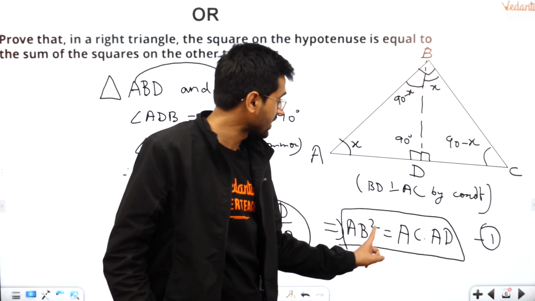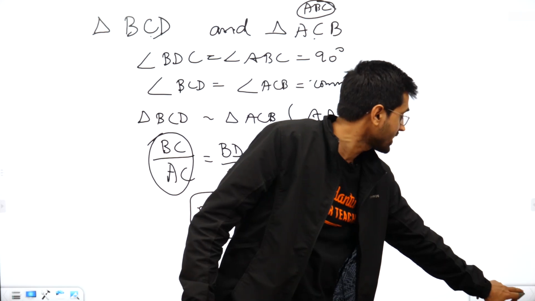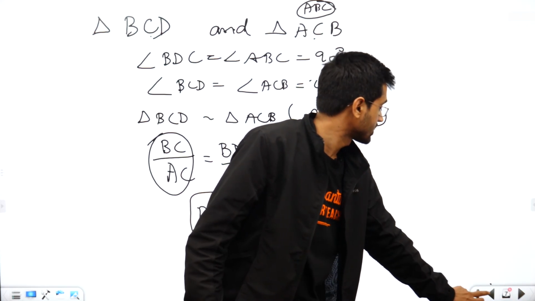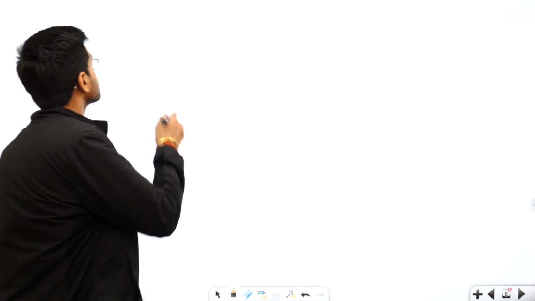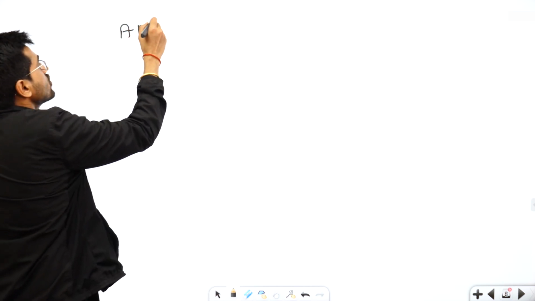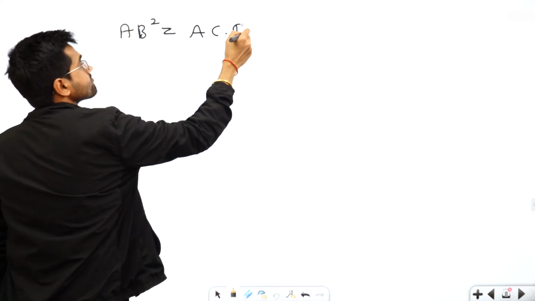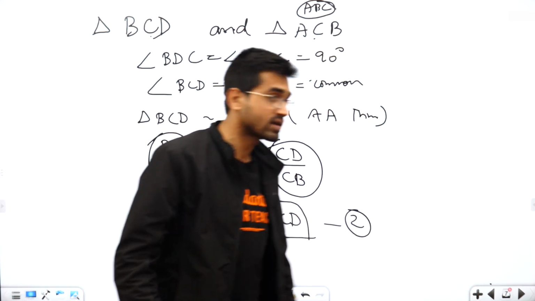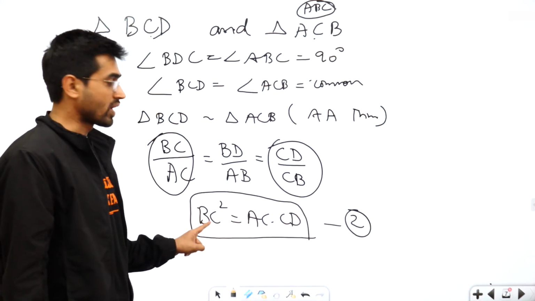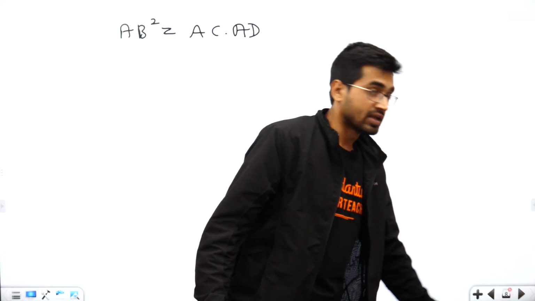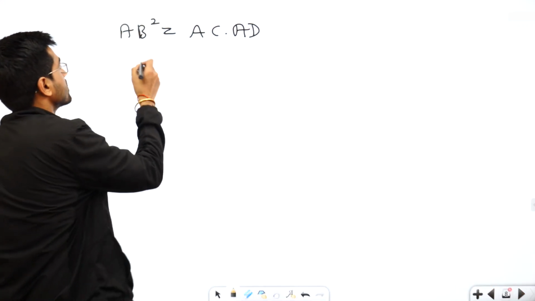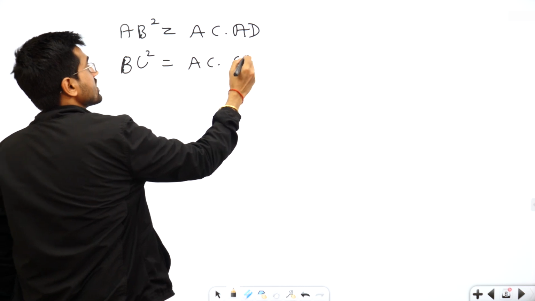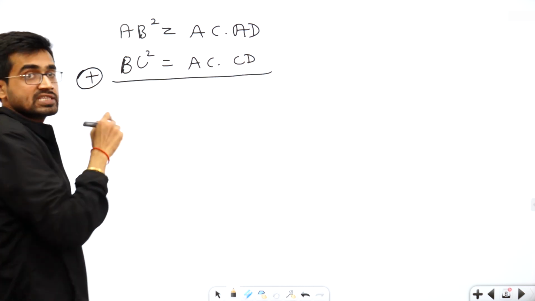What is AB square? Remember, AC into AD. Okay, I have to add it. Just a minute. What is AB square? AC into AD. Correct. Come back and notice. What is BC square? AC into CD. Now you are getting it. We have to add them now. That is the formula now.